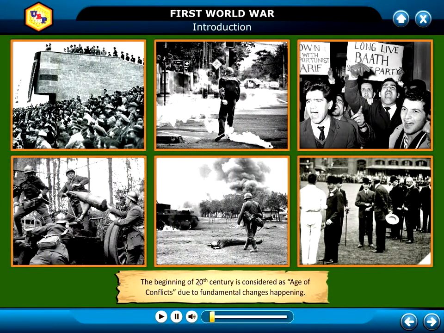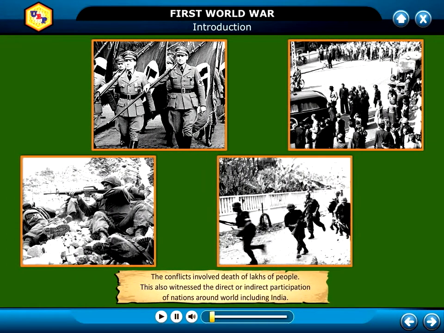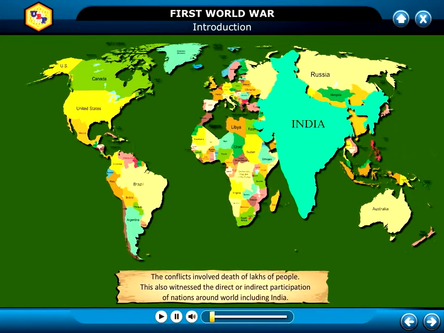The beginning of the 20th century is considered as Age of Conflicts due to fundamental changes happening. The conflicts involved death of lakhs of people. This also witnessed the direct or indirect participation of nations around the world including India.